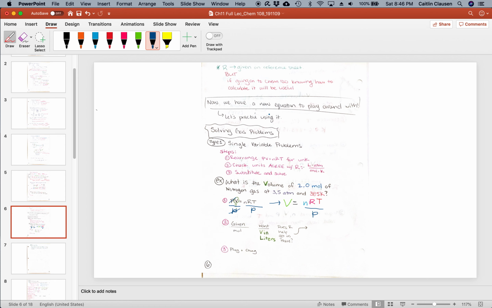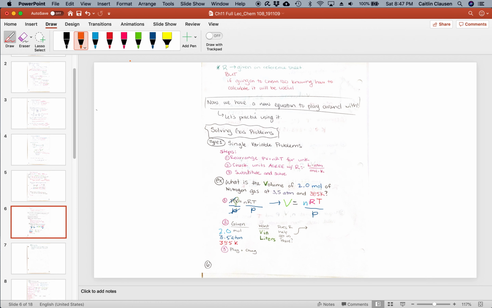We are given from the problem itself moles, 2.0 moles. We are given 3.5 atmosphere, which is pressure. And we're given 385 Kelvin, which is temperature. We don't know the volume, and we want the volume in liters.